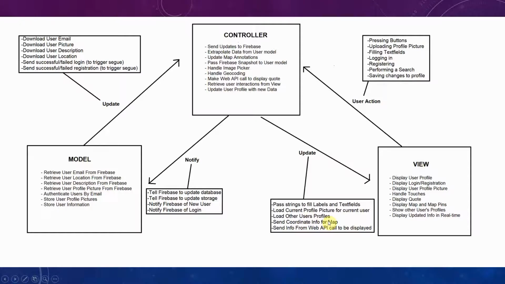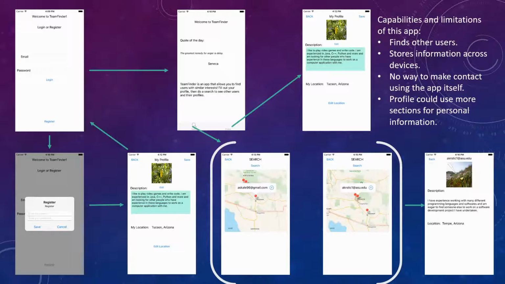Okay, and the next things I want to talk about are capabilities and limitations of the app. The app finds other users and it stores information across devices, but there's currently no way to make contact using the app itself, and the profile could probably use more sections for personal information, such as prior work experience, or maybe a more in-depth name and interests and other information, so that another user can get to know you better before they decide to contact you.